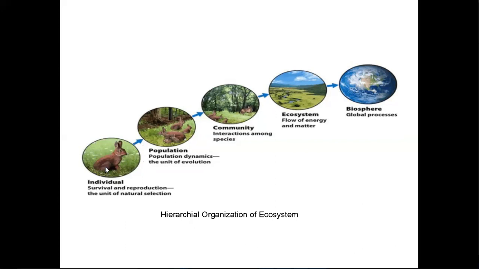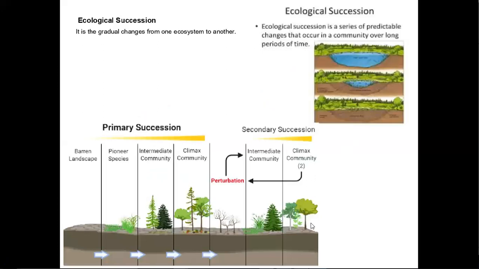When a number of individuals combine with each other, they form a population. When a number of populations combine with each other, they form a community. Similarly, a number of communities combine with each other to form an ecosystem, and a number of ecosystems form a biosphere. Okay, this is the hierarchical organization of the ecosystem. This is all about your ecosystem.